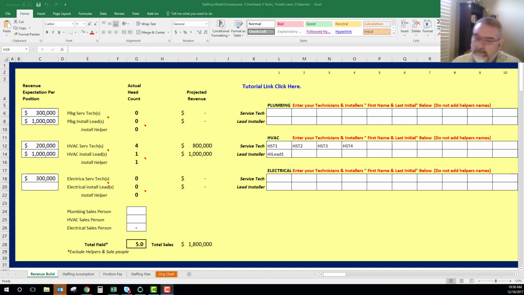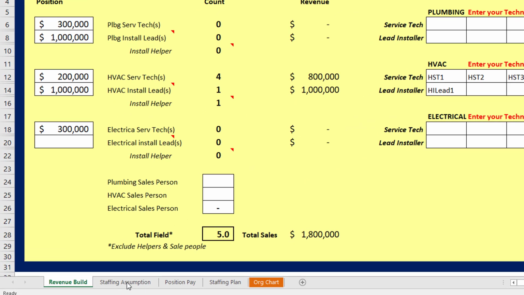It's the staffing model, and the staffing model is scalable based off of revenue. So you're looking at the revenue build tab down here, and then it has staffing assumptions, the positions, and staffing. I'm going to walk you through how this is going to scale up from, let's say, a $1.8 million revenue company all the way up to about a $42 million company. I can go anywhere you want to, but that's kind of where I went.